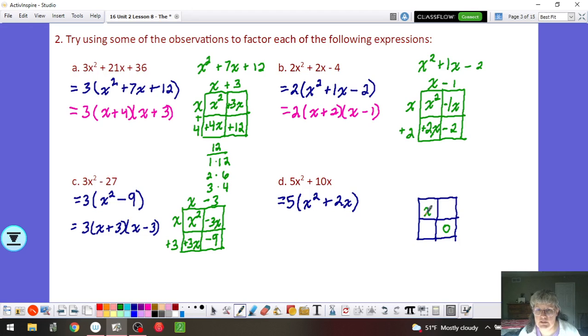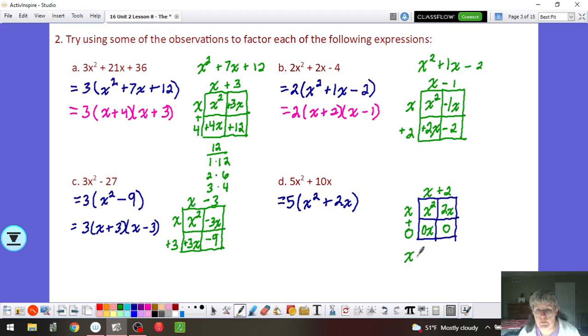And we can have the x squared, and we know that's going to be x times x. Well, in order to multiply and get 0, one of the factors has to be 0. So I'm going to place a 0 on this side, and 0 times x is going to be 0x. But I need these two to combine to give me 2x. Well, that means I'm going to have a 2x. And what would I take times x to get 2x? That's going to be a positive 2.